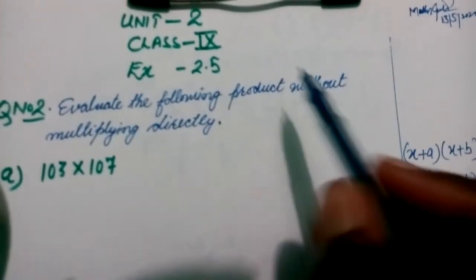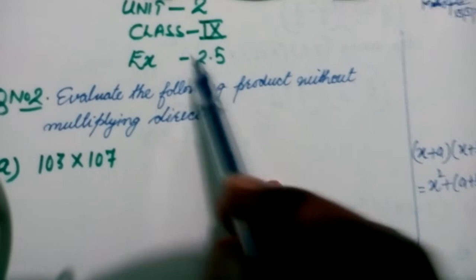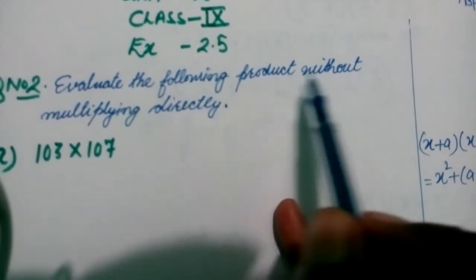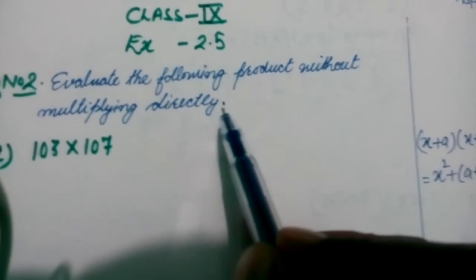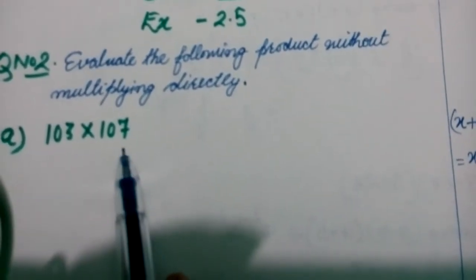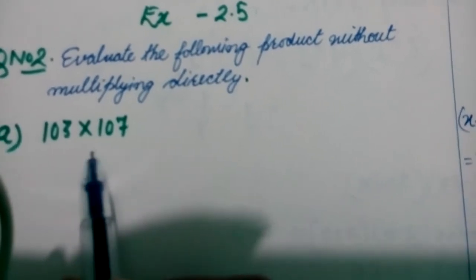Hello बच्चों, let's do question number 2 of exercise 2.5. And in this question also, what has been asked is: evaluate the following product without multiplying directly. That means you have to find the product of these two numbers, but you don't have to multiply these two.